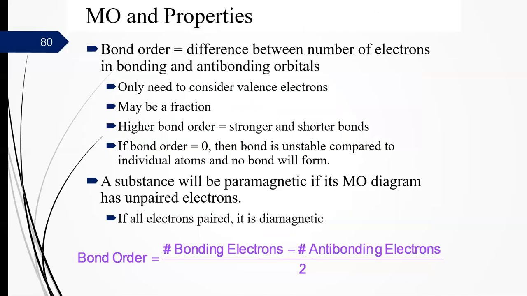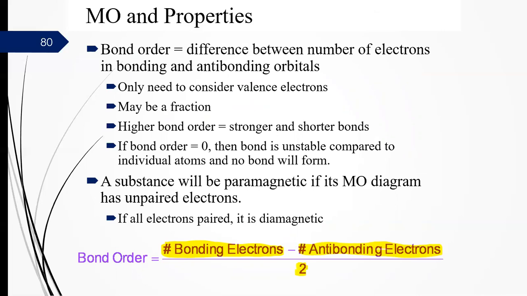So when we're looking at our molecular orbitals and we want to know whether or not those bonds are going to exist or what kind of bond order, we're really trying to compare the number of bonding electrons minus the number of antibonding electrons, and then we divide it by 2.